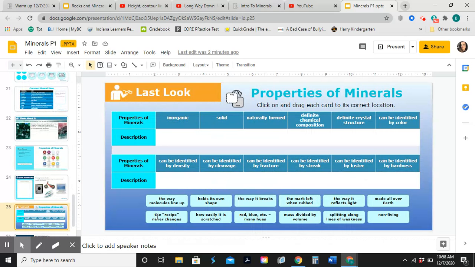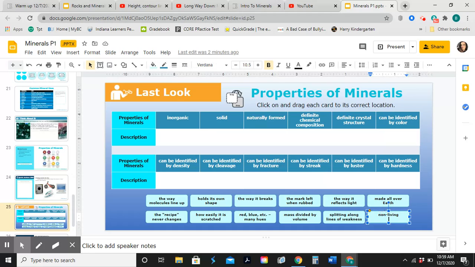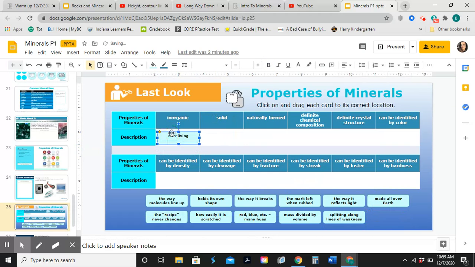Now you will match up the inorganic to the word here. So what does inorganic mean? Inorganic means that it is made of something that is not living. So I would move non-living over here, just like that, okay? And so on and so forth until you've matched each one of these up to the appropriate place.